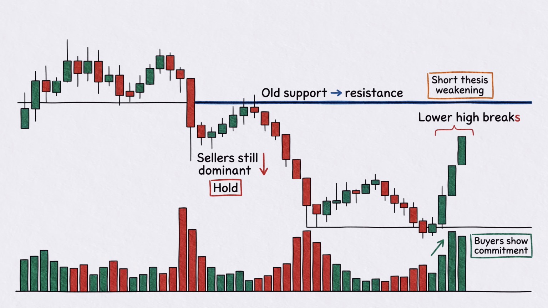Now the same logic, if you are short. Imagine you shorted at resistance after a breakdown. Volume confirmed seller dominance. If price continues lower with expanding volume and bounces are weak, your thesis is confirmed. Hold. But if price bounces from support with strong buying volume, breaks above a recent lower high, and buyers show real commitment, the short thesis is weakening. That is not a prediction that price will reverse. It is information that your original conditions have changed. Respond to the information. Do not argue with it.